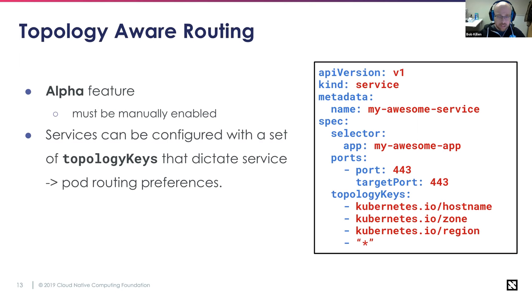So what topology-aware routing of services does is it allows you to specify a list of preferences via a new keyword of topology keys. So you can say, if it's on the same host, go to that one. If it's not on the same host, prefer one that's in the same zone. If it's not in the same zone, prefer going to one that's in the same region. And if none of those are true, go to any of them. That way, that should minimize the latency and randomness that you can see when spinning up a service.